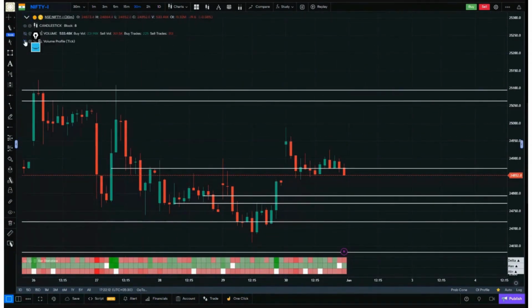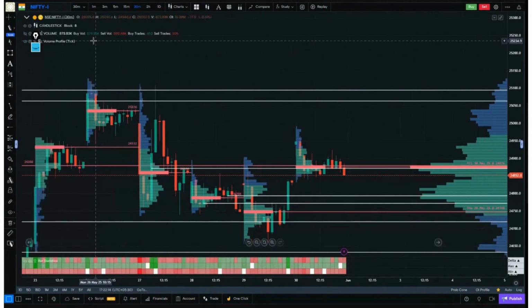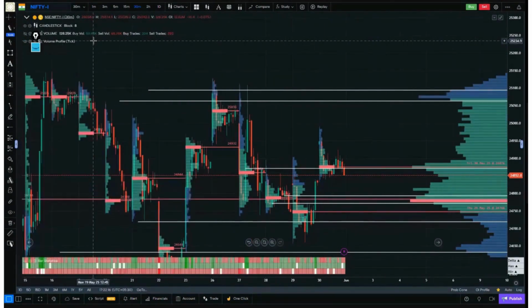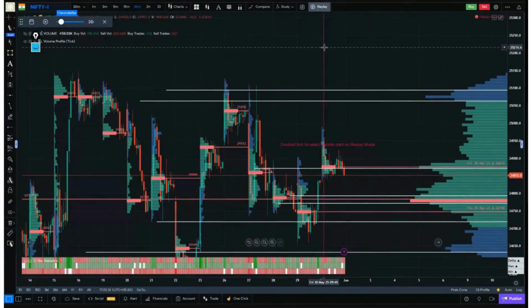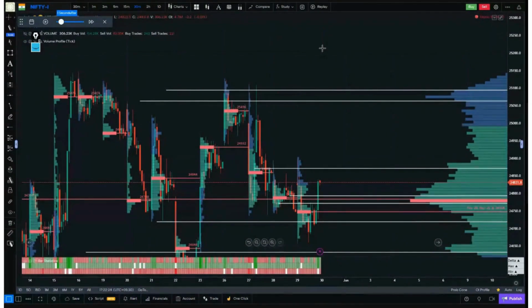Okay, now, let's check the confirmation of volume profiles. Let's see how and what kind of confirmation we get from volume profiles.